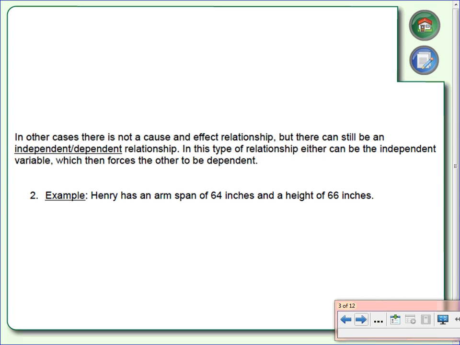All right, let me show you a couple more here. In other cases, there is not a cause and effect relation, but there could still be an independent and dependent relation. In this type of relation, either can be the independent variable, which then forces the other to be the dependent variable. And here's a good example of that. Number 2. It says that Henry has an arm span of 64 inches. In other words, if we put our arms out from one fingertip to the other, that's 64 inches. His height is 66 inches. Okay? So notice these can be interchangeable. The reason he has an arm span of 64 inches is because he's 66 inches tall. Or we can say it the other way around. The reason that he is 66 inches tall is because he has a 64-inch span. Okay, and we'll talk more about that here in a little while. So this right here can go either way.